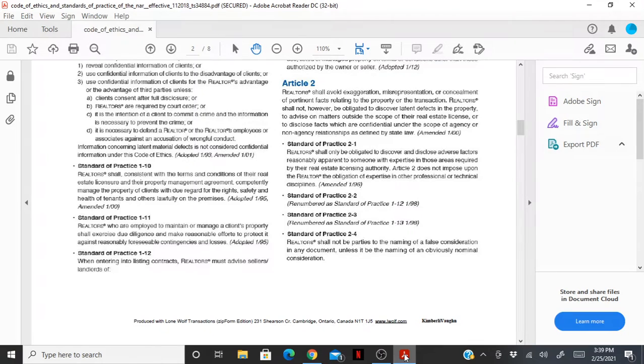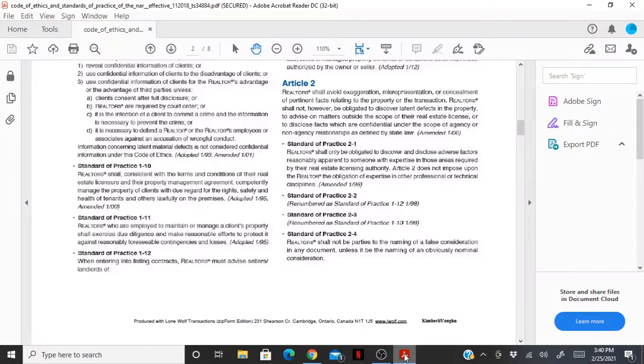Okay, that may or may not be something you have to disclose on the seller's disclosure, depending on whether or not the seller is going to fix it. But that is what they mean in this standard of practice 2-1. Okay, Article 2 does not impose upon the realtor the obligation of expertise in other professional or technical disciplines.